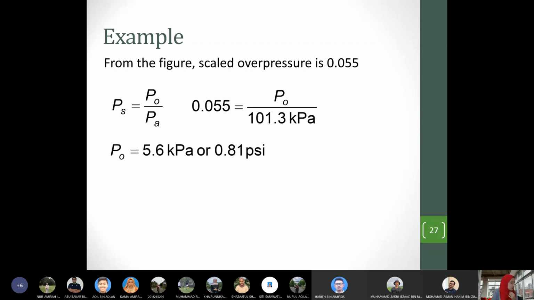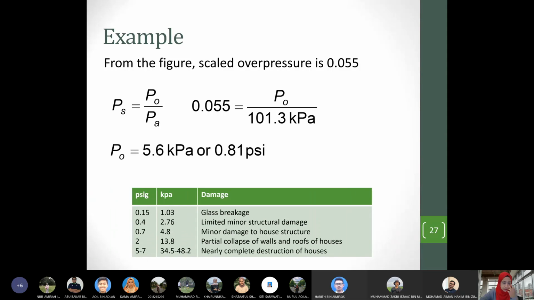It's 5.6 kilopascal. So let's say that you are in a building, and the building is getting this 5.6 kilopascal overpressure. So what happens to that building? If you remember the previous table that I showed you, the types of damage that can happen to a building at different magnitudes of overpressure. Okay, so this is that same table. So if we look here, 5.6 kilopascal would actually cause minor damage to house structure, or even a partial collapse of walls and roofs of houses, because it is somewhere between minor damage and partial collapse of wall. So that means that, yeah, you can have minor damage to house structure.